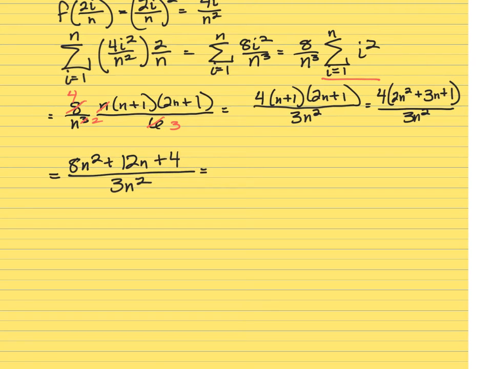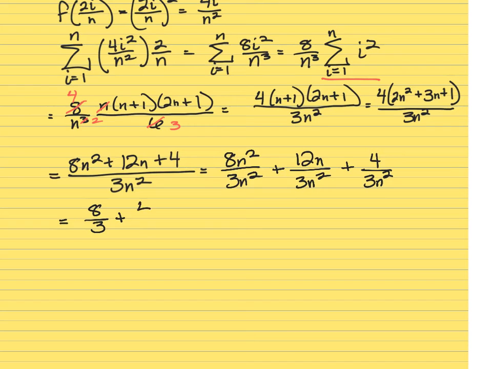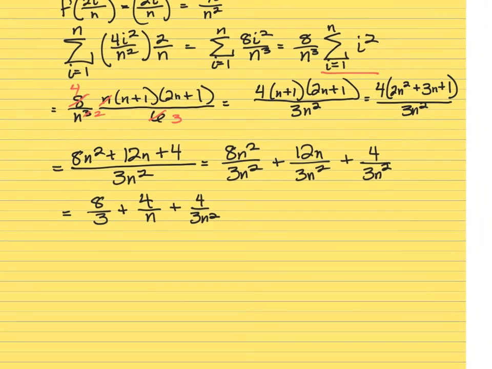And if I simplify that, it's going to be 8n squared over 3n squared plus 12n over 3n squared plus 4 over 3n squared. Or all told, it'll be 8 over 3 plus 4 over n plus 4 over 3n squared. Now the work is done for the most part.